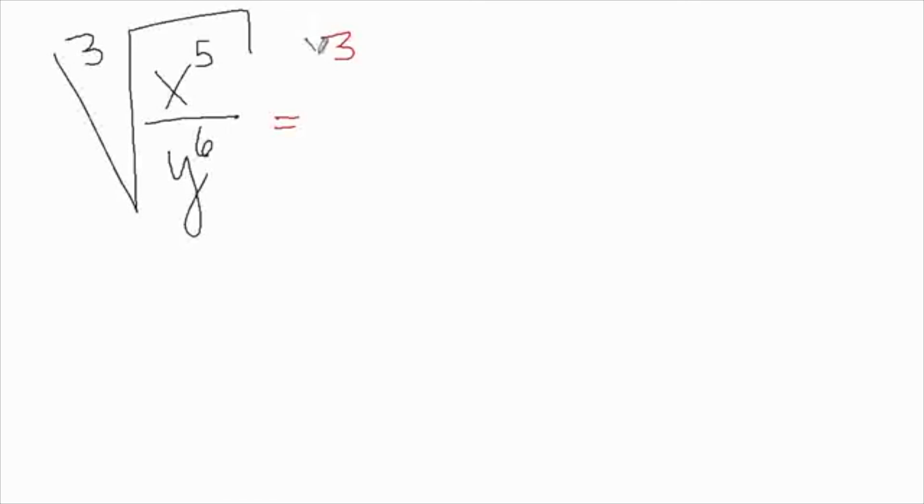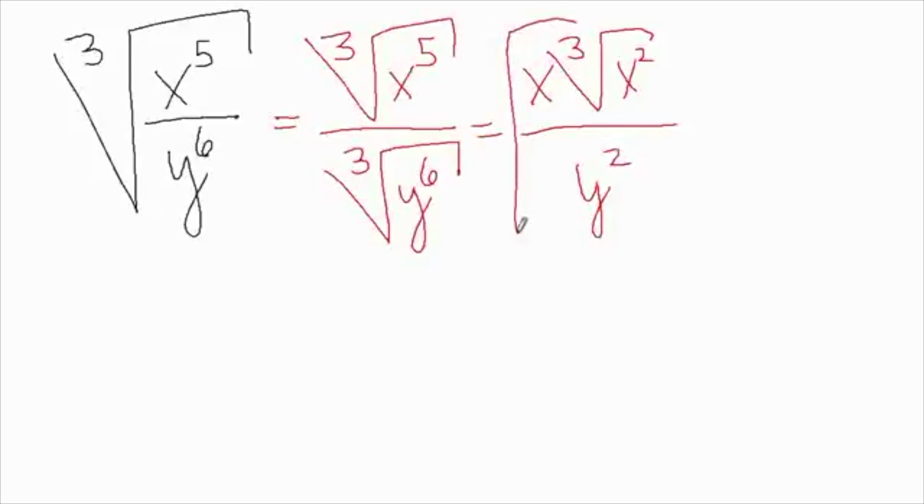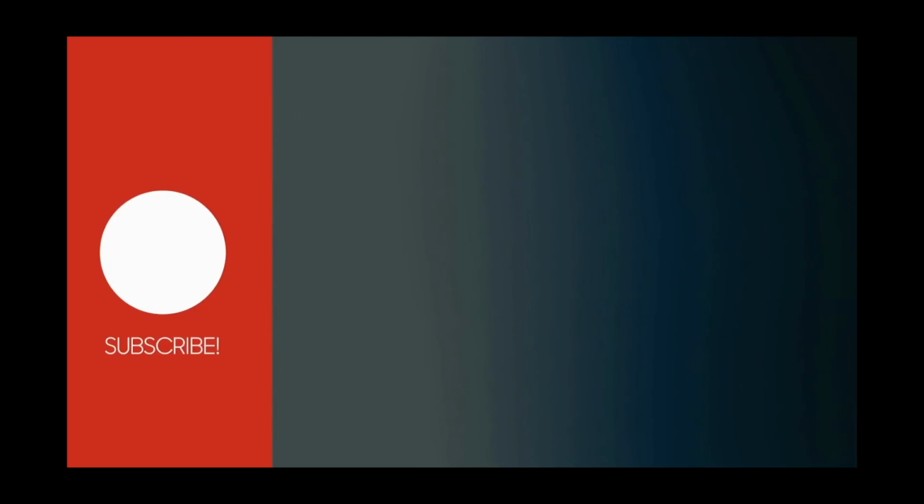Okay, I'll do it as well now. The cube root of x to the 5th power divided by the cube root of y to the 6th power. So that gives, for the numerator, x times the cube root of x squared. And for the denominator, y squared. All right, and so that is the simplified expression. And I hope that's what you got.